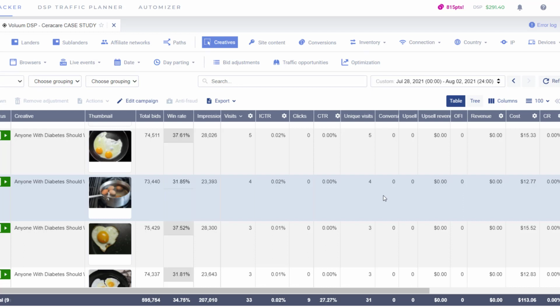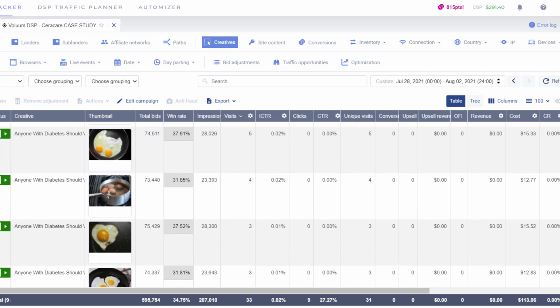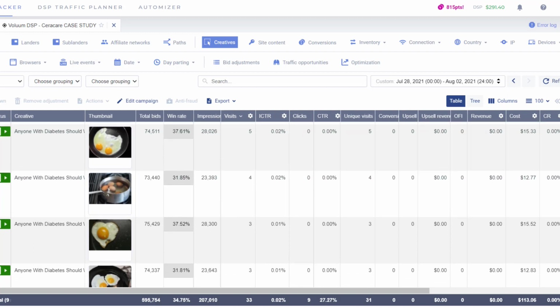Alright, ladies and gentlemen, it is Monday, August 2nd, and I'm doing a quick update on where we're at in the case study. So I ran the campaign for a couple days, and the CTR, which is one of the main things that I look at right away after the initial days of testing. And I've spent $100, and usually I like to test out a little more than this.